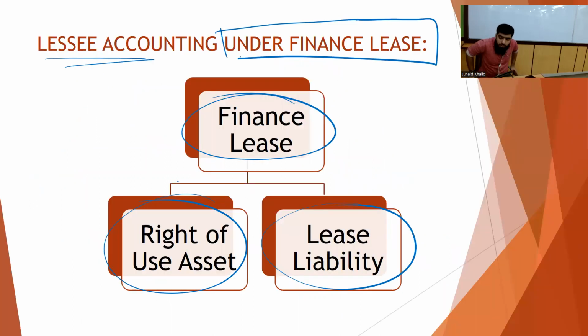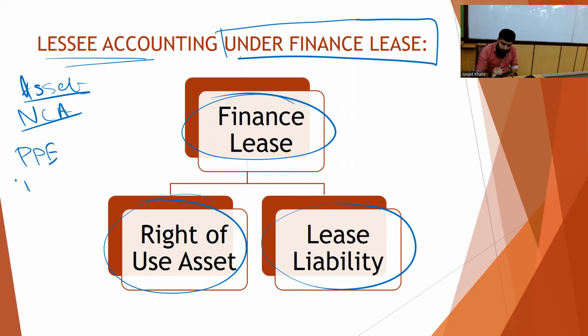So it means while you're recognizing the finance lease, the lessee should recognize two line items, that is the right of use asset and the lease liability. While you are preparing the balance sheet, you need to recognize an asset. Under the head of non-current assets, you have multiple assets right now: property, plant and equipment, investment property. Thereby, let's welcome right of use asset, another asset in the balance sheet.